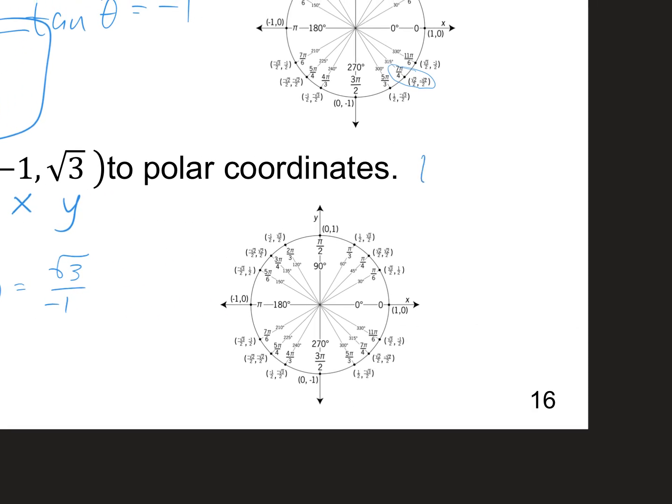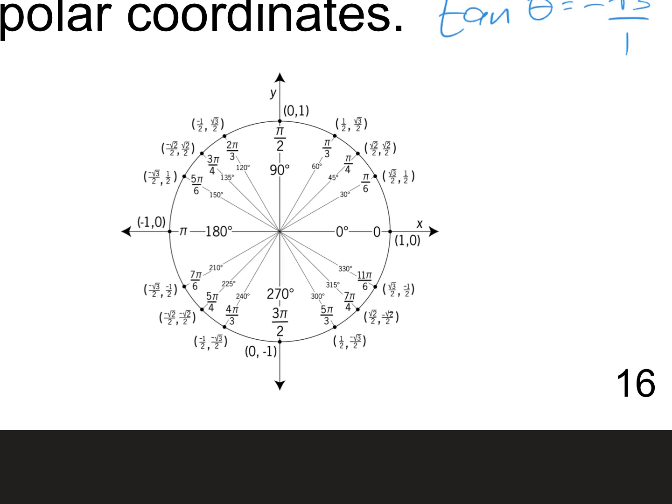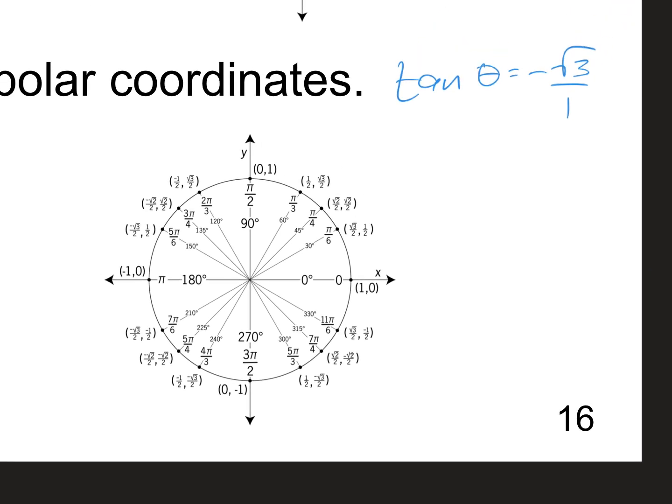I need tangent to be negative square root of 3 over 1. So right away, what two quadrants can I cross off? If I want my tangent to be negative, if I'm going to take y and put it over x, I can cross off the first because everything in here is positive. And where else can I cross off? The third. Good, because everything's negative. When you divide two negatives, you're going to get a positive.